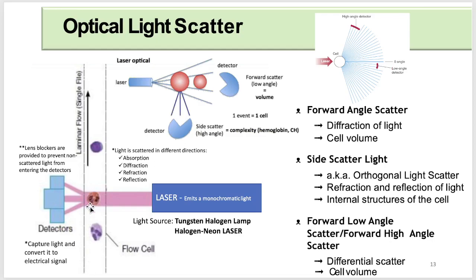Pag dumaan yung cell dito, magdi-diffract yung light or magre-refract or mas-scatter ang light specifically. And because of the detection by the different angle scatter or the different scatter light or positioning of your detectors, we will be able to identify the different properties of cell, talking about the cell volume, talking about the internal structures of the cell. That is the basic concept of your optical light scatter. I hope you were able to understand that concept.